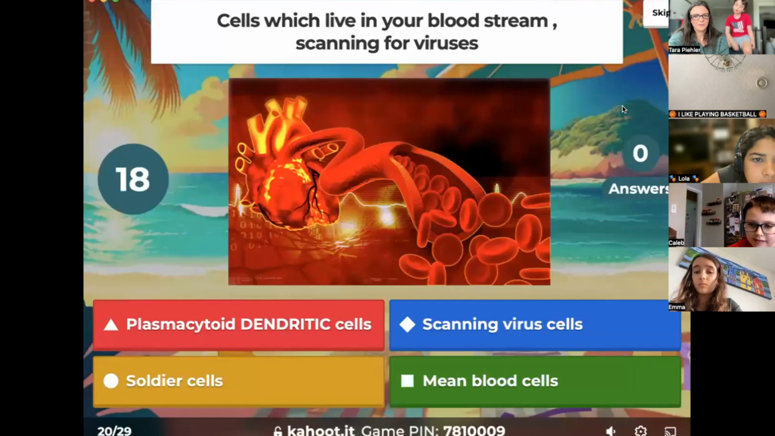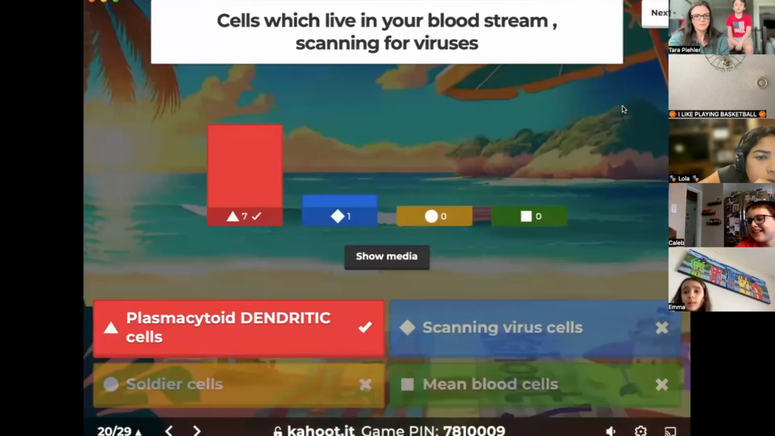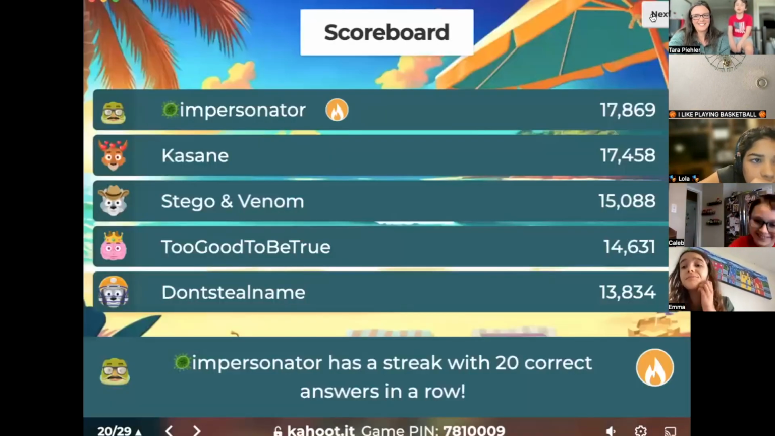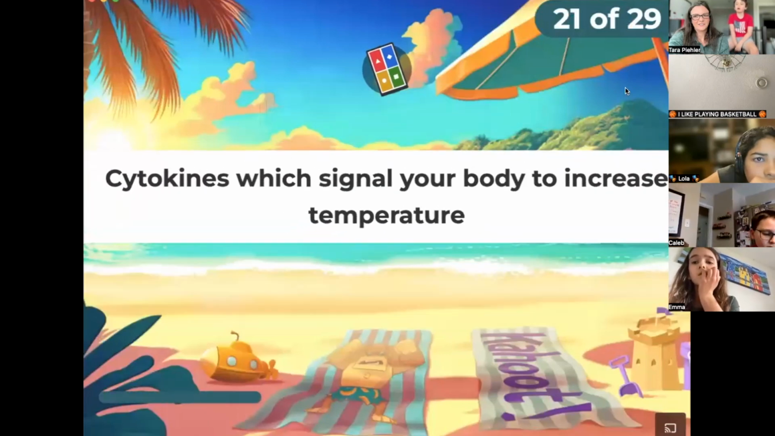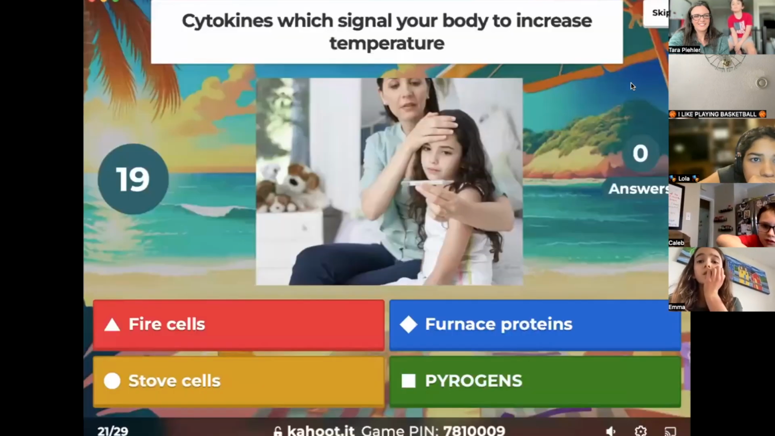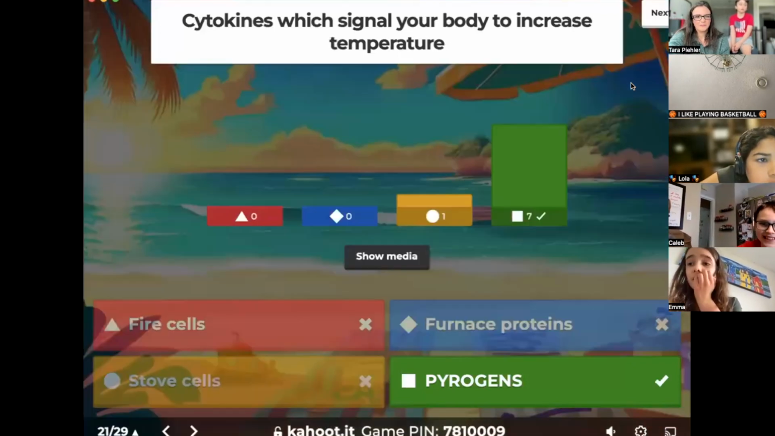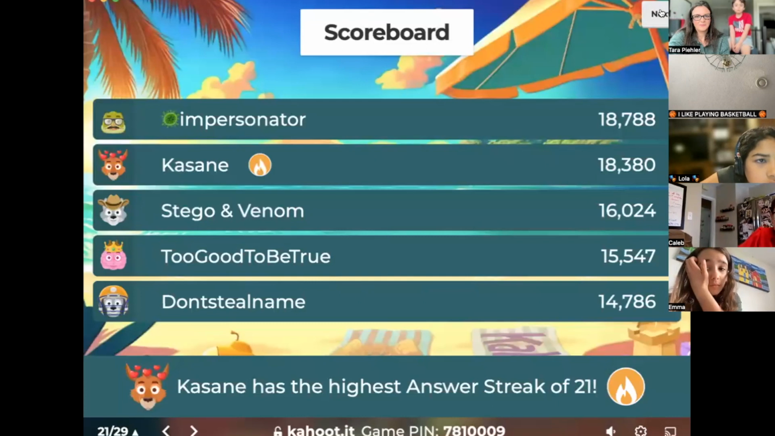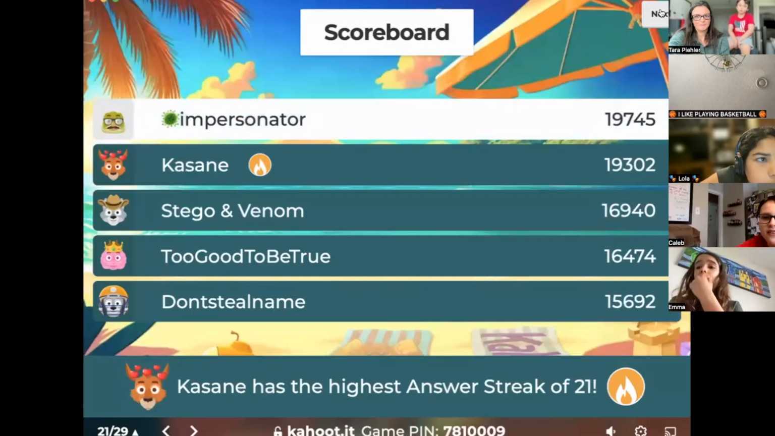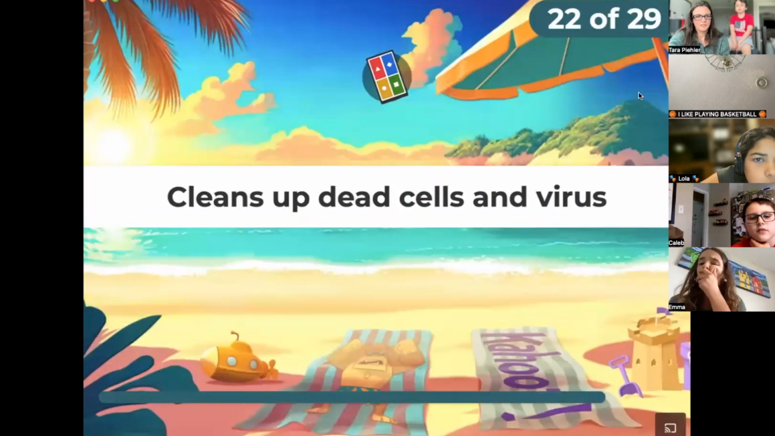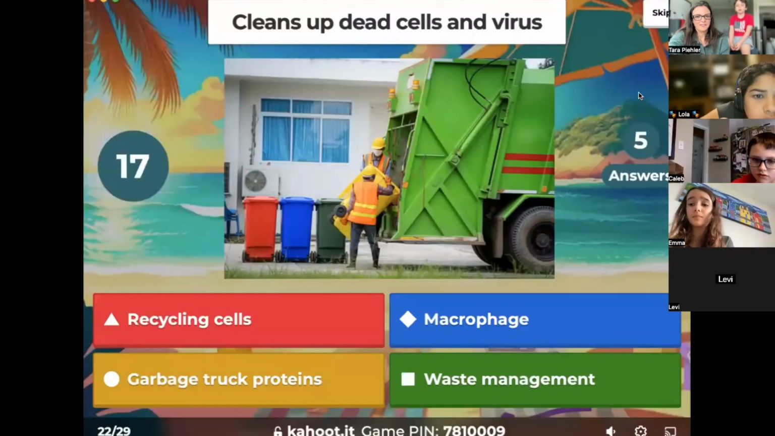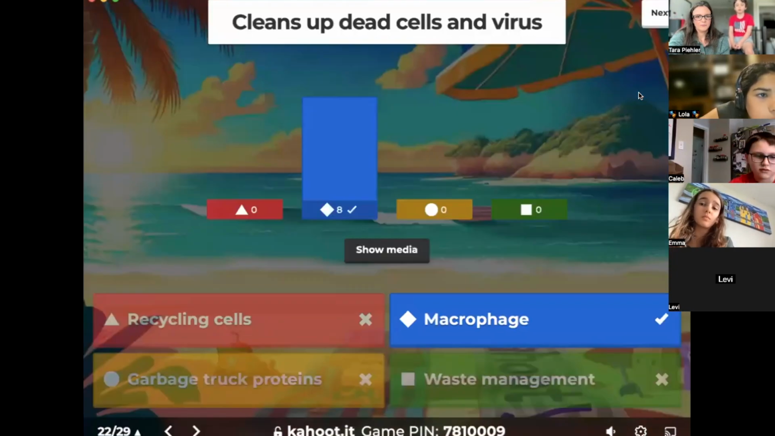Okay, let's see. Standing virus. Mean cells. It's the mean blood cells. Yeah. I guess you're wrong again. We need to get all the way to 29. Furnace proteins, fire cells, stove cells. Fire thingy. Whoa, that's good. Quiz time. Garbage truck proteins.